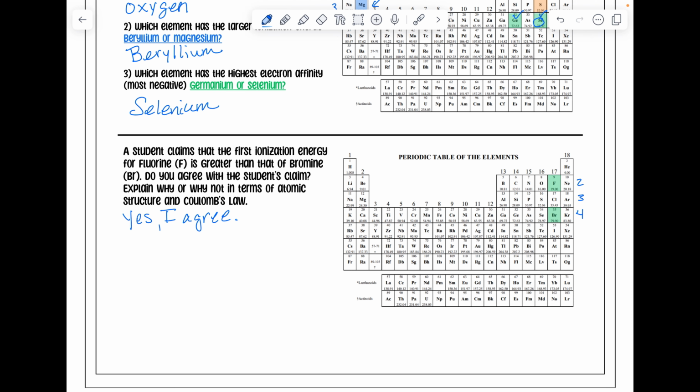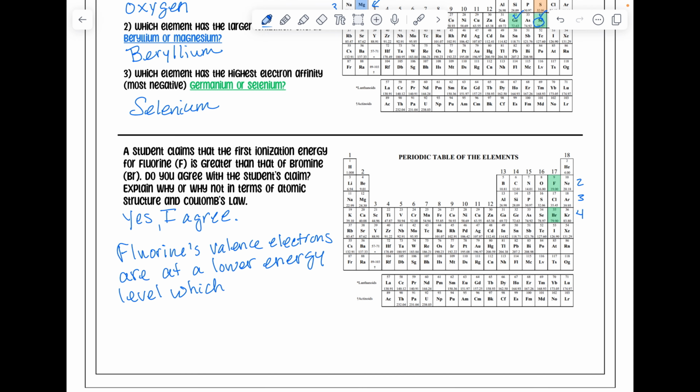So yes, I agree, and I would say fluorine's valence electrons are at a lower energy level, which results in a smaller atomic radius.